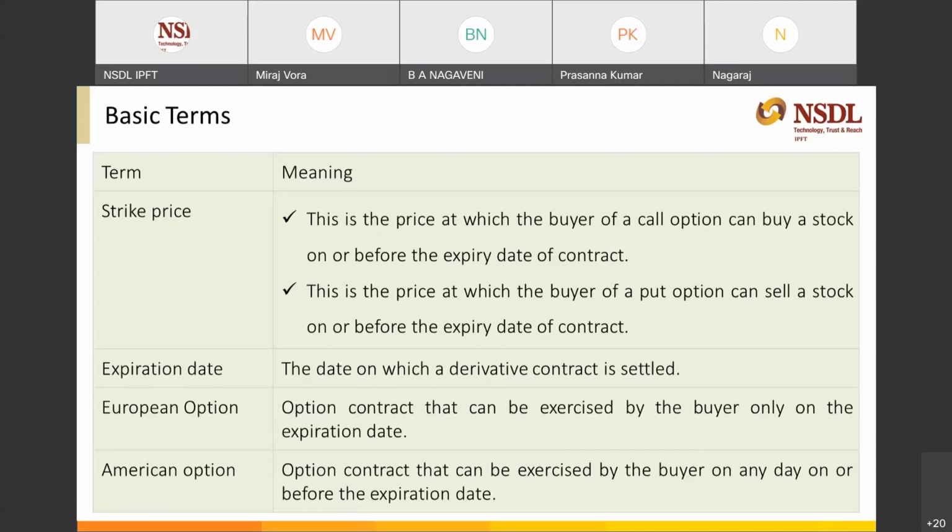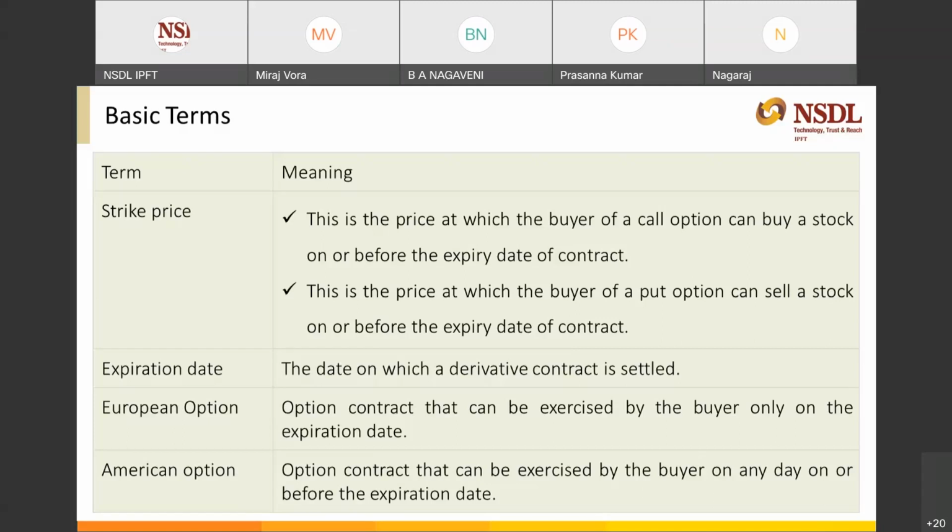But if you are a buyer of a put option, the strike price will be the price at which you would be selling your stocks or your underlying on or before the expiry date. The exchanges have predefined strike prices. For example, if a stock is quoting at around 1500, you will have strike prices from 1200 to around 1400, 1500 or 1700 also. So different varieties of strike prices would be available at predetermined intervals. Those intervals can be 5, 10, 50, 100, 2.5, depending upon the price of that stock.